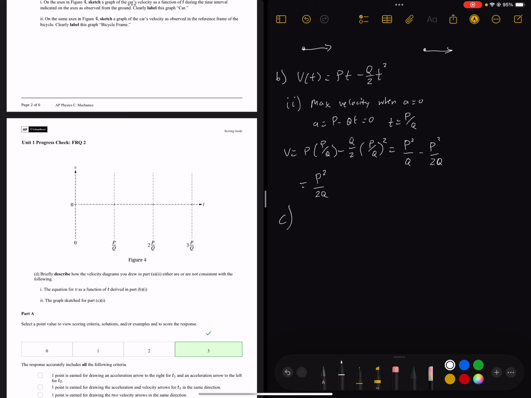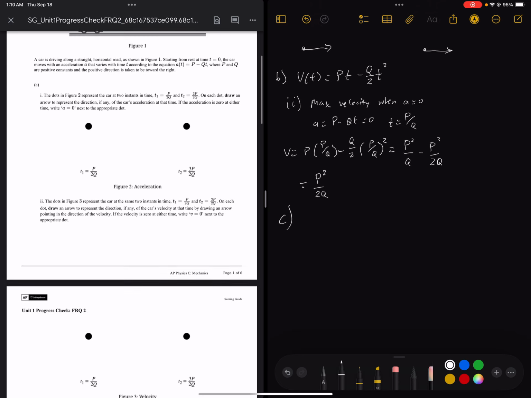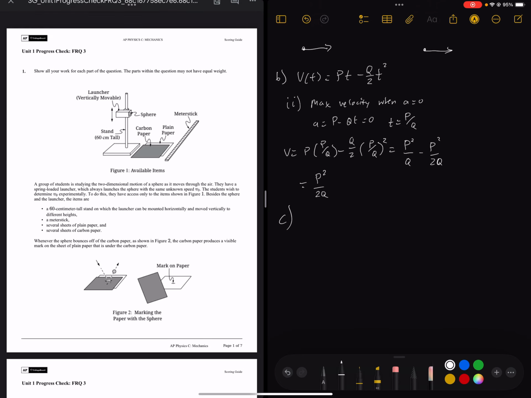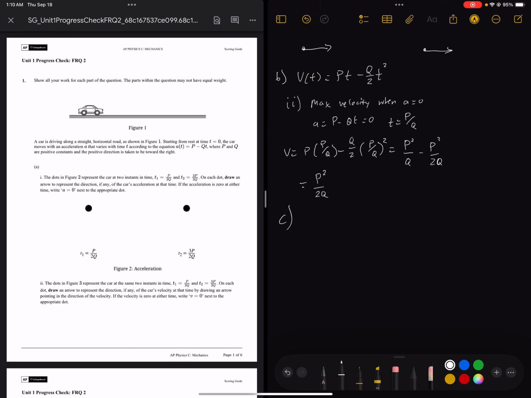And then at point 2p over q, the velocity is going to be negative, but have the same initial value, right? So you can just evaluate it, right? So we're just going to plug it in to the equations to actually get the values. So let's see here.